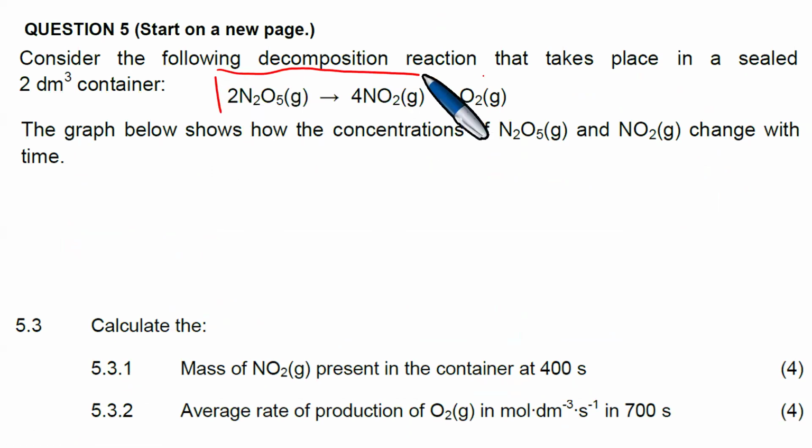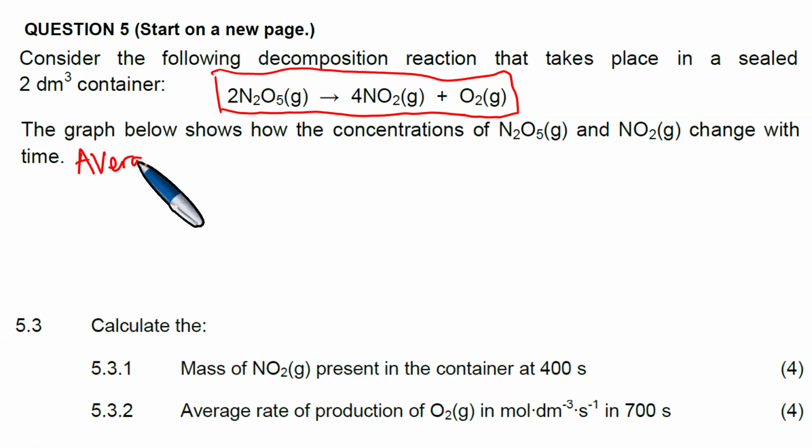We have the balanced chemical equation here, meaning for every 2 moles of dinitrogen pentoxide, there are 4 moles of nitrogen dioxide forming, and also 1 mole of oxygen gas that forms. So now the average rate is the formula we're going to use. What is the average rate? Right, the average rate becomes the following.